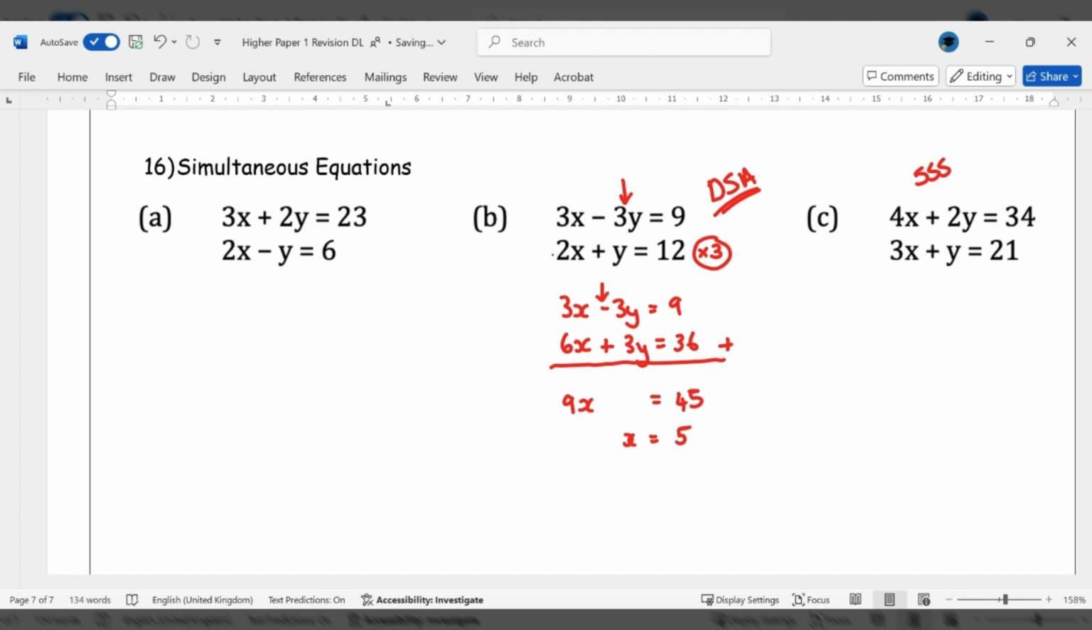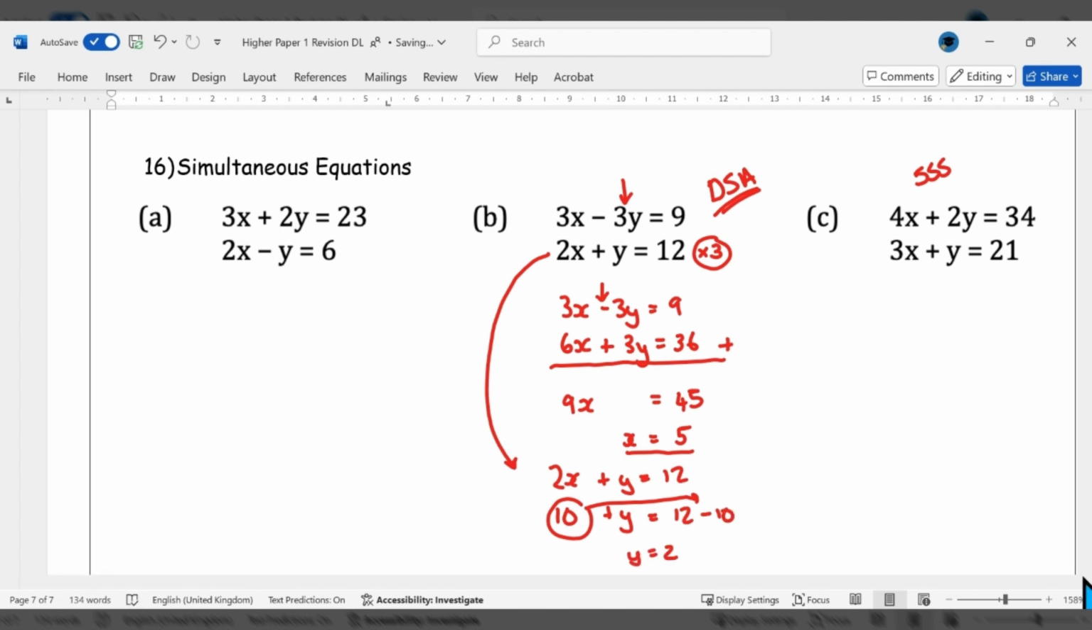Go back to, I always say go back to one of the top equations here. Because this one's got a plus in the middle rather than a minus, I'd be more tempted to use this. 2x plus y equals 12. But we now know x is 5. So 2 of them would be 10 plus y equals 12. Take the 10 away from the 12, so y equals 2.